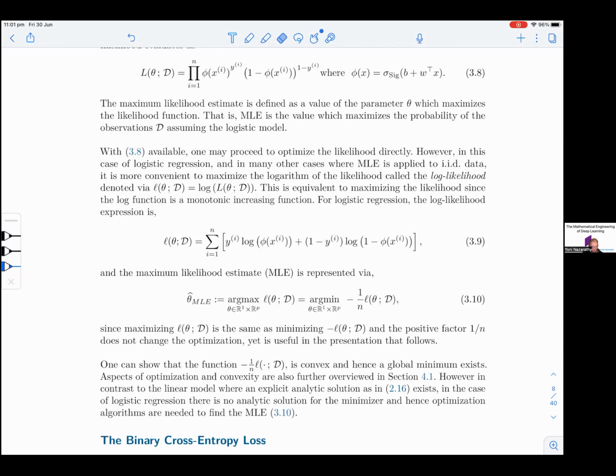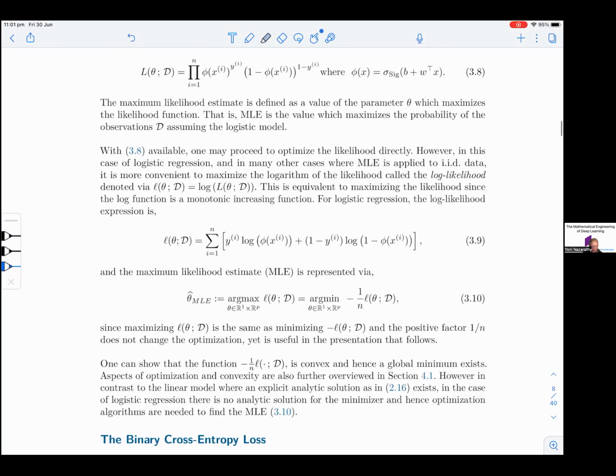And that also equals the argmin. So if you maximize a function, it's like minimizing its negative. And we might as well also stick this 1 on n. That's for reasons that we'll see shortly. We say this since maximizing l of theta is the same as minimizing negative l of theta, and the positive factor 1 on n does not change the optimization, yet is useful in the presentation that follows.